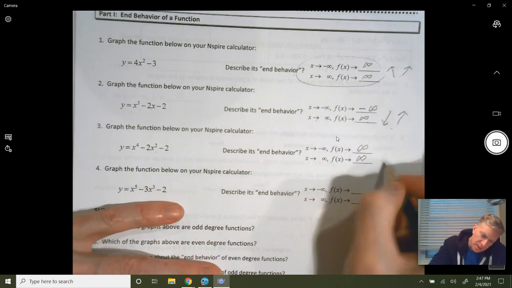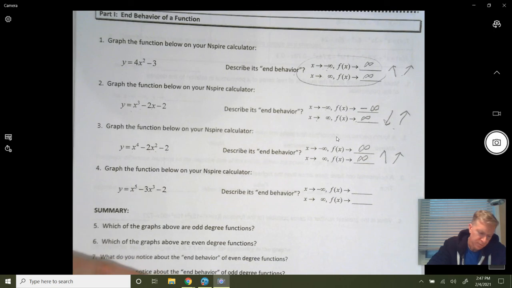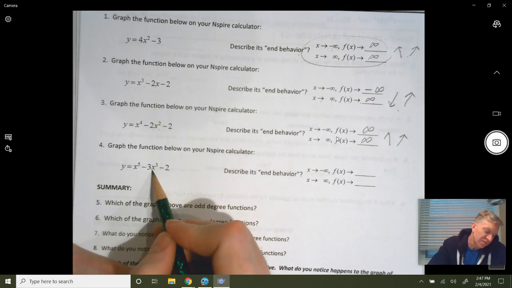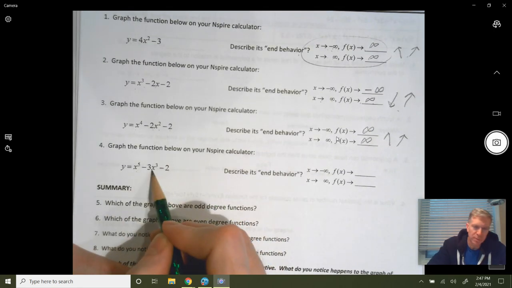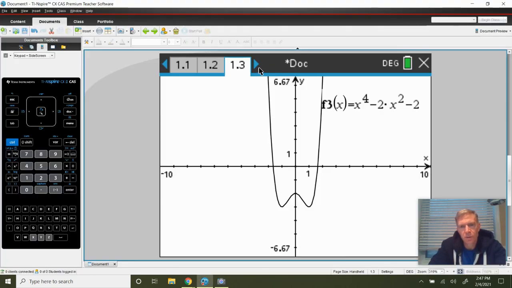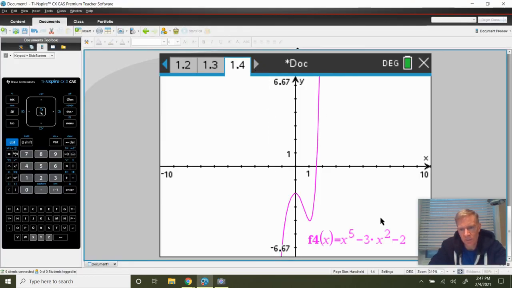That was up and up. Now this one, x to the fifth, is the fifth degree: x to the fifth minus 3x cubed minus 2. And that's the next one: x to the fifth minus 3x squared minus 2.